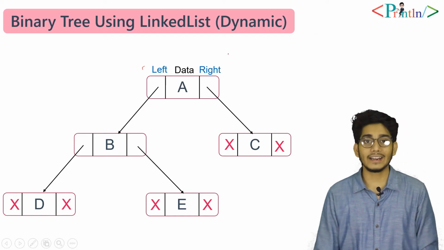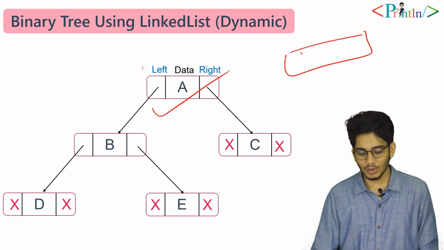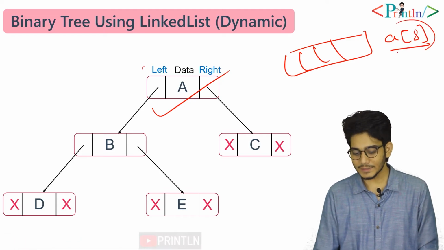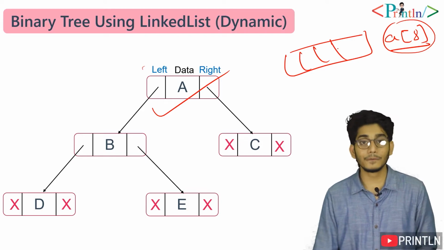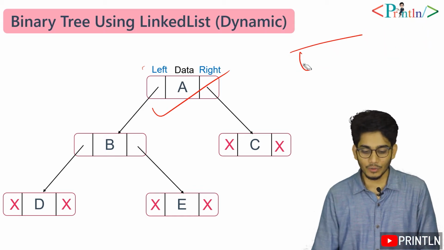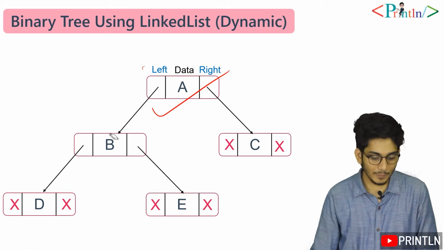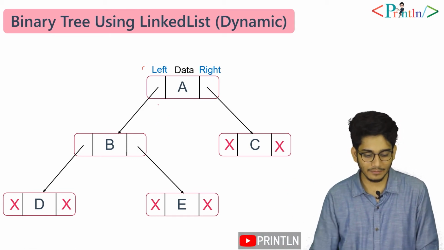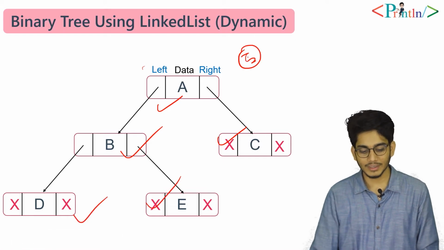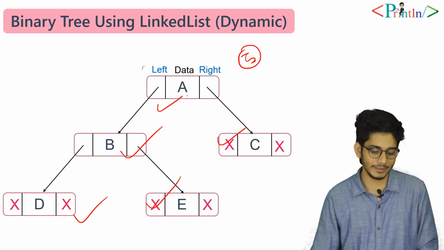In an array, if we are trying to implement this binary tree, we have to allocate some memory. Let's say that we have to allocate A of 8. This memory is static, so there will be a wastage of memory. But in a linked list, we'll allocate only the number of nodes we need. So how many nodes do we have here? We have 1, 2, 3, 4, 5. We have 5 nodes. So we'll allocate 5 nodes and make the links between them.